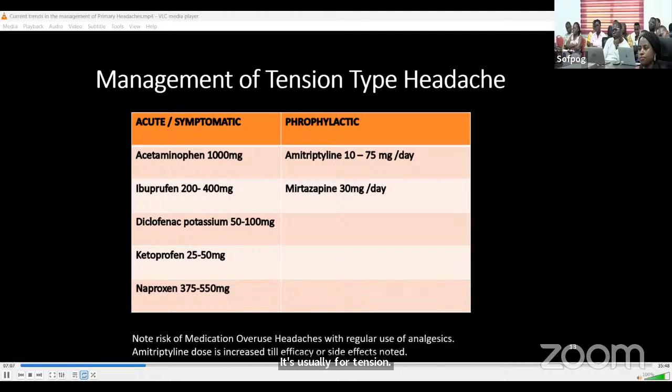For prophylactic therapy, this will usually be beneficial for those who have frequent episodic tension type headache or chronic tension type headaches that are debilitating, affecting their function. Then we can give them some prophylactic medications. Of these, amitriptyline is the most commonly used. We start low and go slow, from anywhere 10 to 75 milligrams per day, titrating against their side effects. Mirtazapine can also be used.